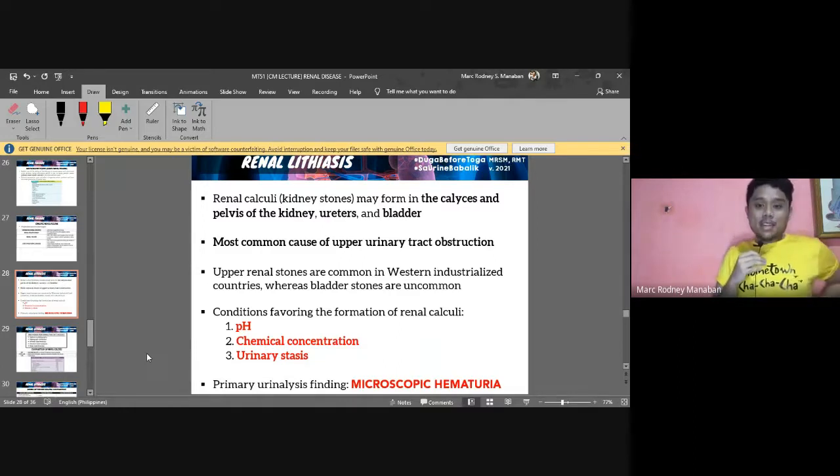presented with back pain, pain during urination, and microscopic hematuria. Press the buzzer, that is kidney stones. Alright? Because back pain, of course, it hurts because the kidney stones are blocking your tubules. Alright? So it hurts, and the urine cannot pass through.